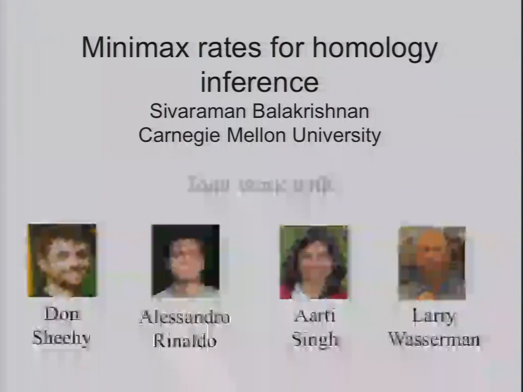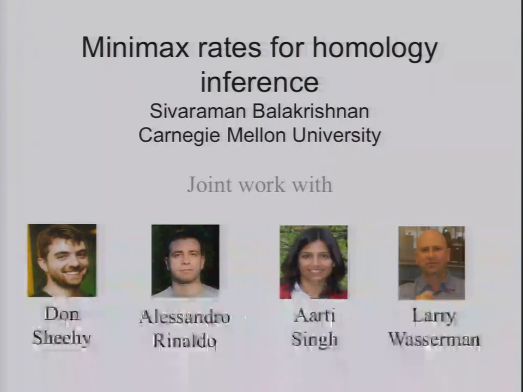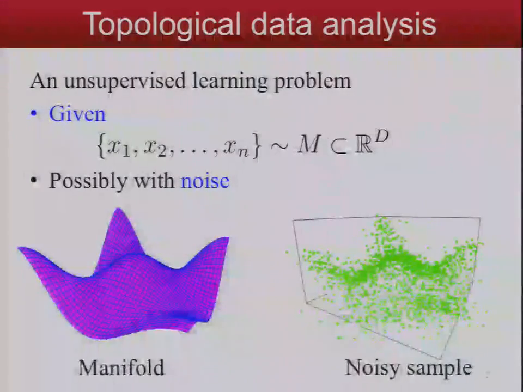Today I'm going to be talking about minimax rates for homology inference. So what we're going to work with is an unsupervised learning problem. You're given samples x1 through xn, which are drawn IID from some manifold embedded in a Euclidean space, possibly with noise added. So what you should imagine is something like the figure on the left. There's some surface, and what you're seeing is a noisy sample from it.